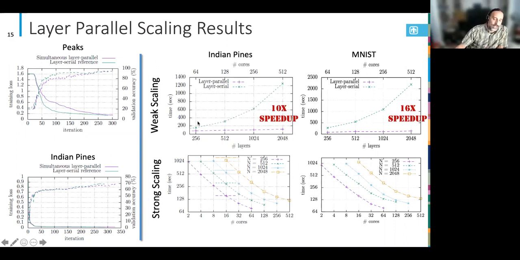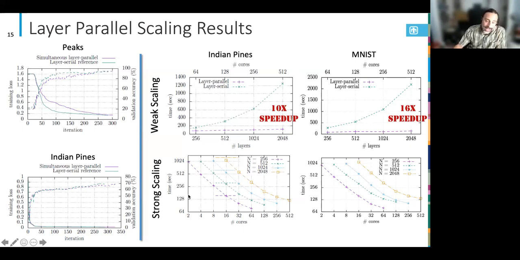So then the question is, how does the speed up actually work? Well, if we do a weak scaling study, this is where the neural network gets deeper as we add more processors, and so we're able to run a larger neural network. We see that the runtime is basically flat. It doesn't grow with deeper neural networks, because we're adding more processors to balance that out. So this is ideal weak scaling, showing 10x and 16x speed ups for Indian pines and MNIST respectively, out to 2048 layers, pretty deep, and 512 cores.